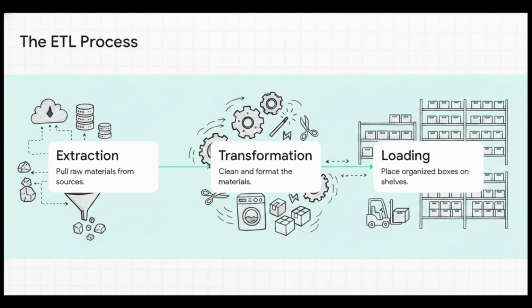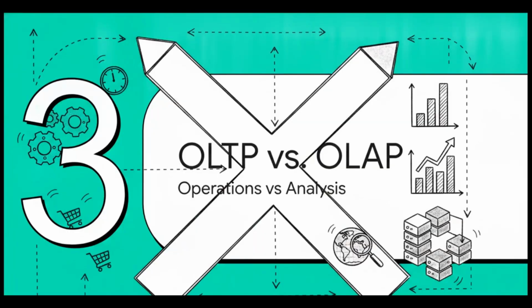First up is data extraction, where we're pulling raw materials from various outside sources. Second is transformation, which is all about cleaning and formatting those materials so they align perfectly. And finally, loading. That's where we place those beautifully organized datasets onto our pristine warehouse shelves so they're totally ready for use. Which brings us to a critical crossroads in Section 3, OLTP versus OLAP.